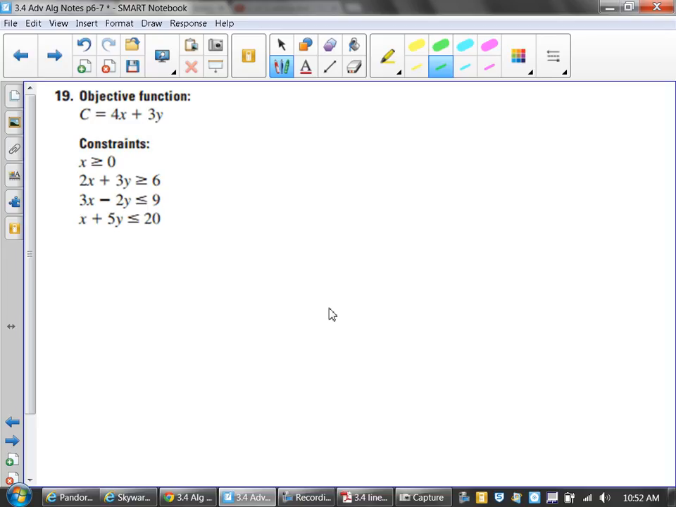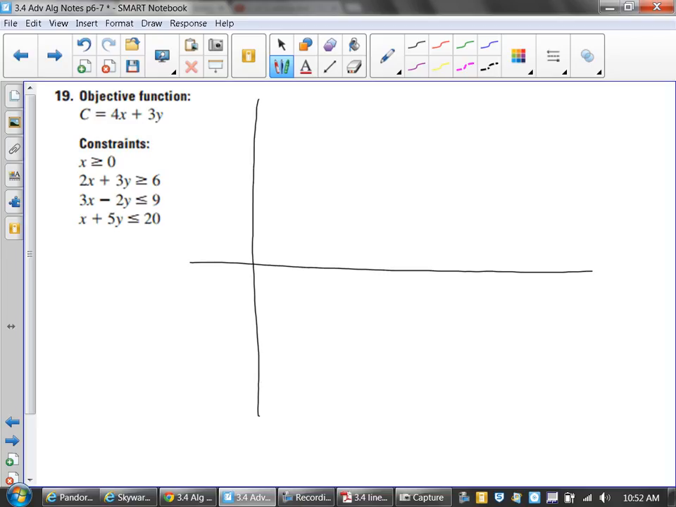You can always go back and look at it. All right, so on number 19, your first parameter is saying that you have all values of x that are greater than or equal to 0. That tells me that I'm going to have either a first or a fourth quadrant problem. Since there are no restrictions on the y values, I'm going to kind of dummy out a graph that looks like this, just to start with.